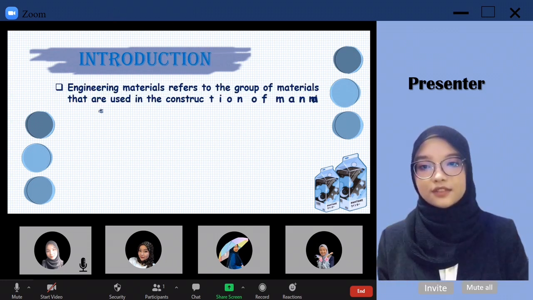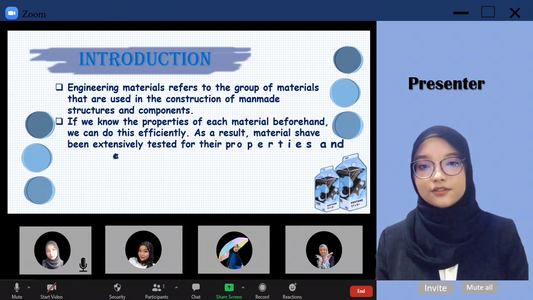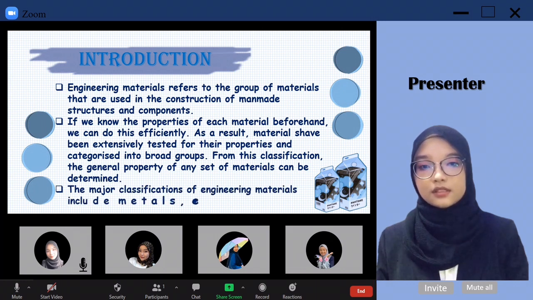Engineering materials refers to the group of materials that are used in the construction of man-made structures and components. It deals with fundamental properties and characteristics of materials to be used in construction industries. Generally, everything we use in our daily life may be customized to be used in specific situations. The same goes for the construction purpose.